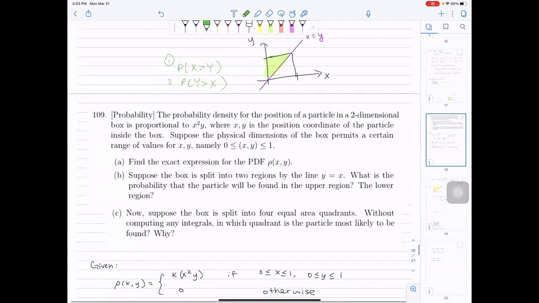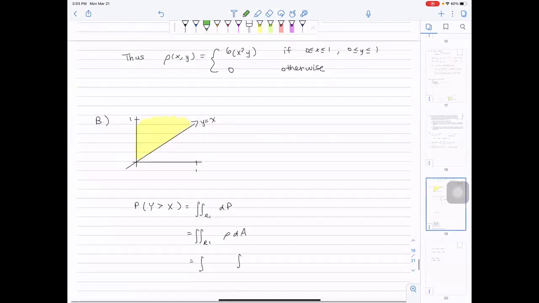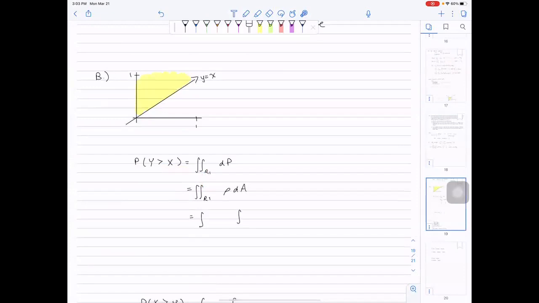So probability of y greater than x. That's almost similar to the example we had here. But we have x going from 0 to 1. If we draw a line this way, we go from 0 to 1. And then y is from 0 to 1. Our density in this specific region, we said is 6x squared y, dx dy, and you can calculate it's 2/5.